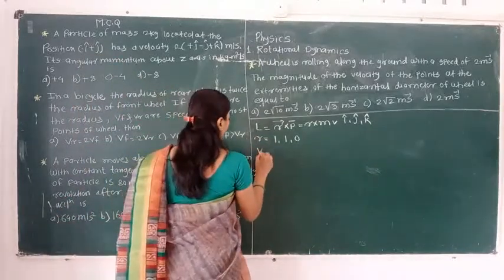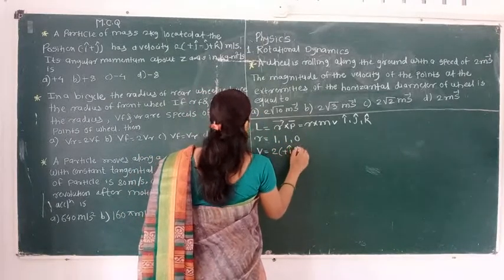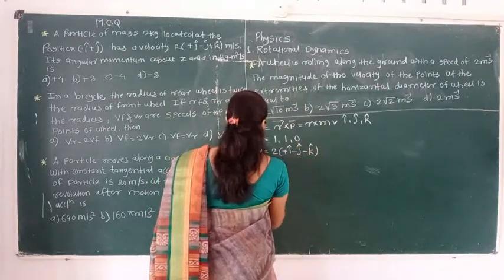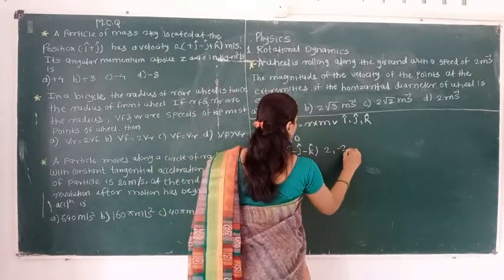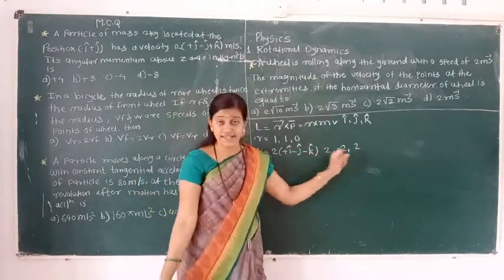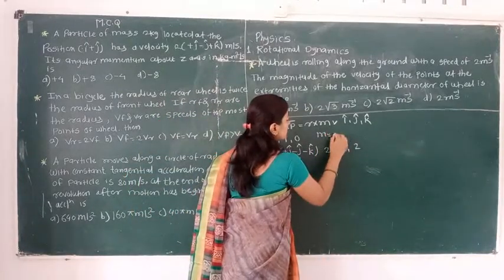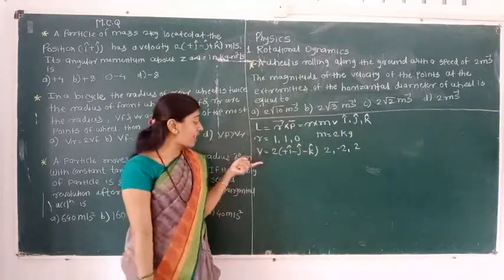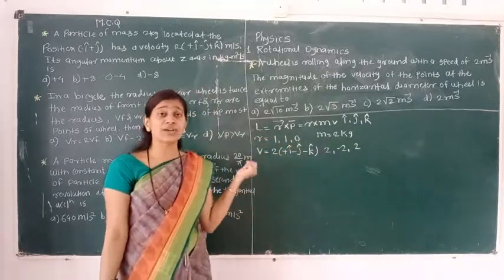For the velocity, it is 2 into (i bar minus j bar plus k bar). So from that we can write the value of velocity: 2, minus 2 and 2. These are the values along the x axis, y axis and z axis. Here the value of m is given to us. m is 2 kg. Now the coordinates of the position vector r along the x axis is 1, y axis 1, and along the z axis it is 0.